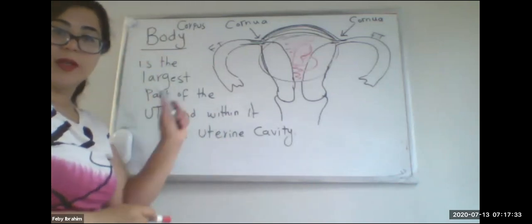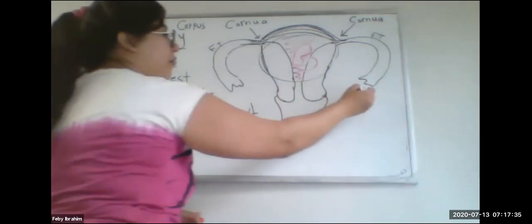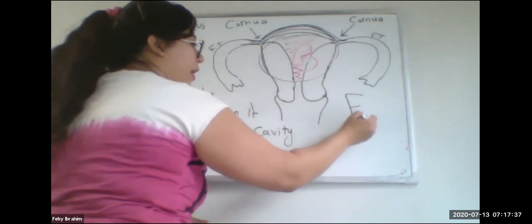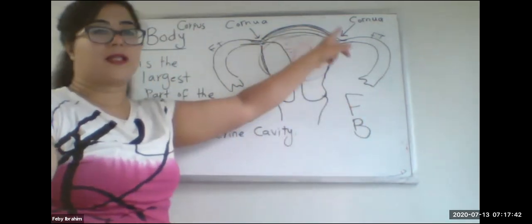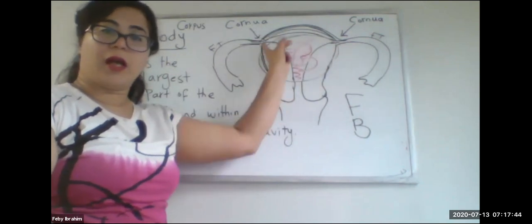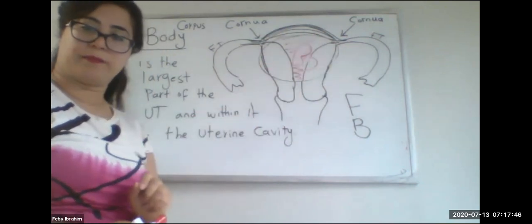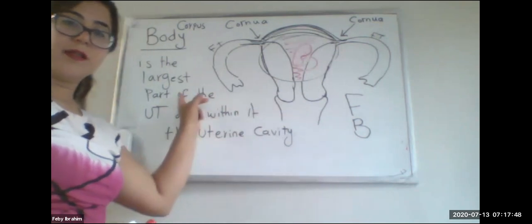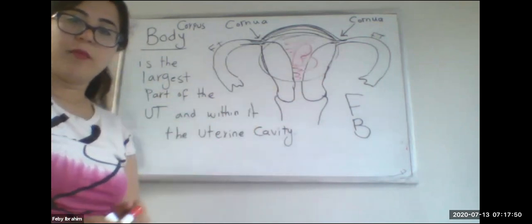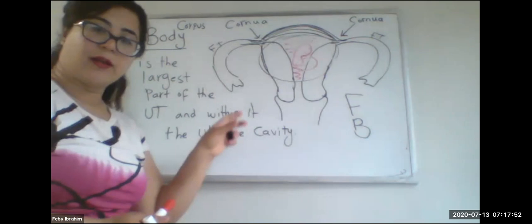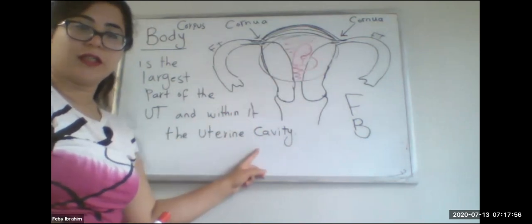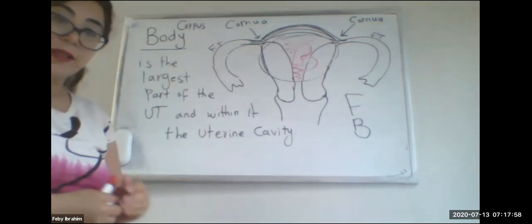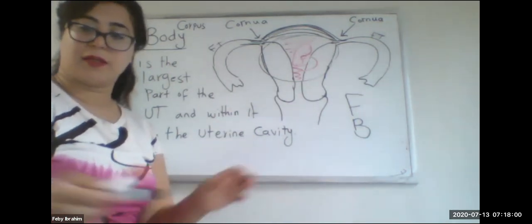This is for the body. So we have again the fundus and the body. Fundus is the most superior and widest. Body is the largest part of the uterus. And within the body, we have the uterine cavity. Okay, next it will be the isthmus.